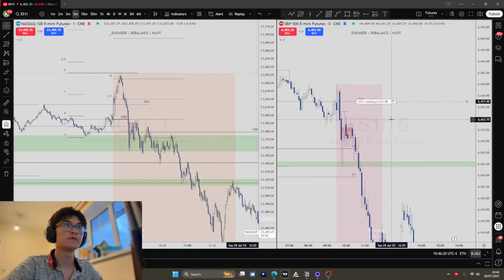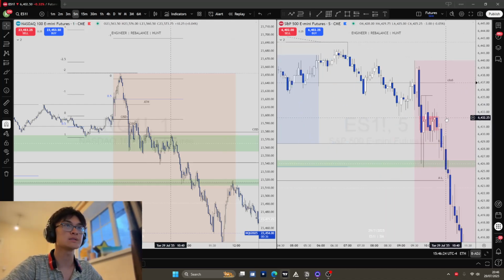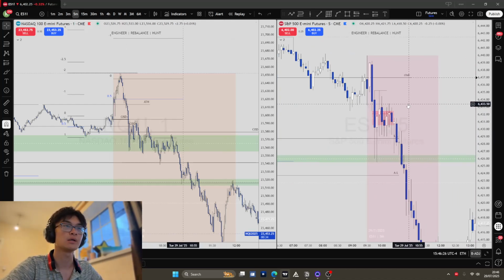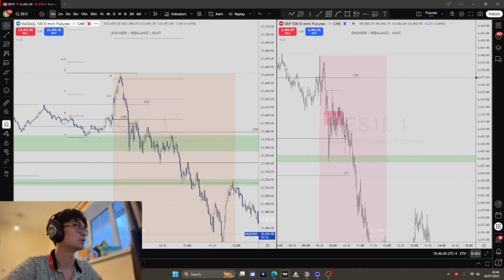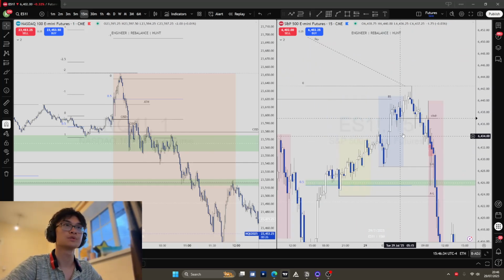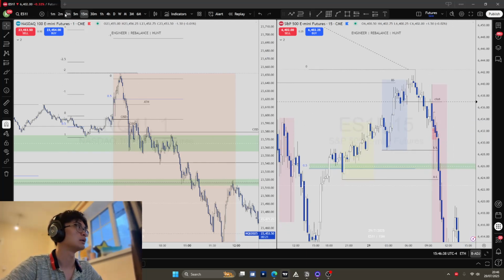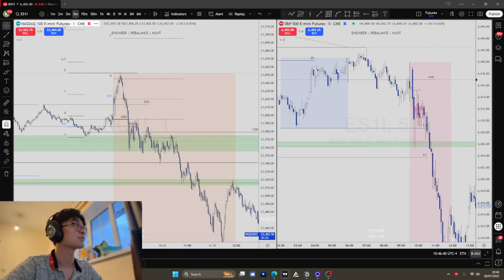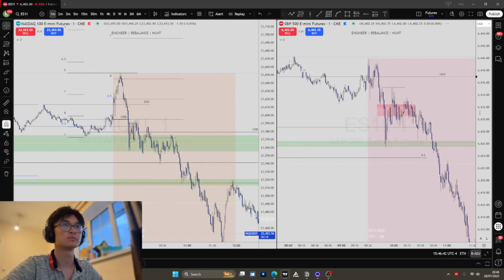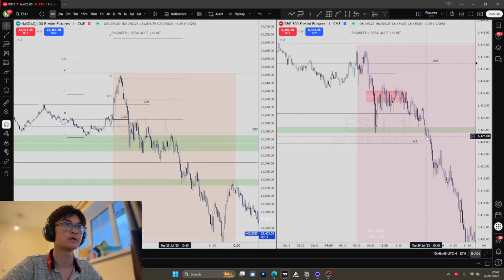On the 5-minute on ES, we were kind of choppy. Oh wait, that was 5-minute. 15-minute is here. Still questionable price action here. 5-minute was choppy, 1-minute even choppier. No entries, no internal manipulation, no change in the state, no nothing.